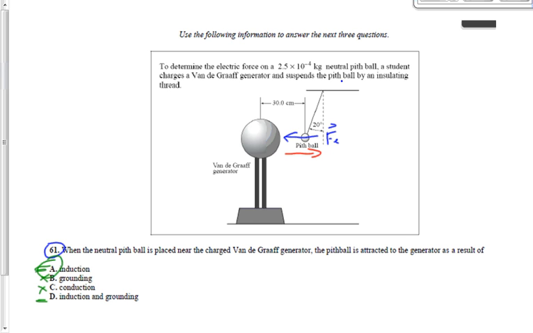Or maybe you found the force on the Van de Graaff generator instead. Yeah. Well, actually, no. That'd be wrong as well. If you put the electric field, knowing that the Van de Graaff generator is negative, although you're not actually told that in this question, but you guys know that the Van de Graaff generator is negatively charged, then the electric field would point towards it as well, right?